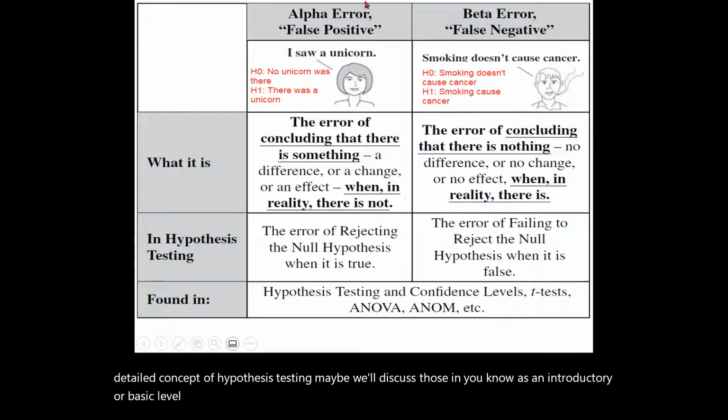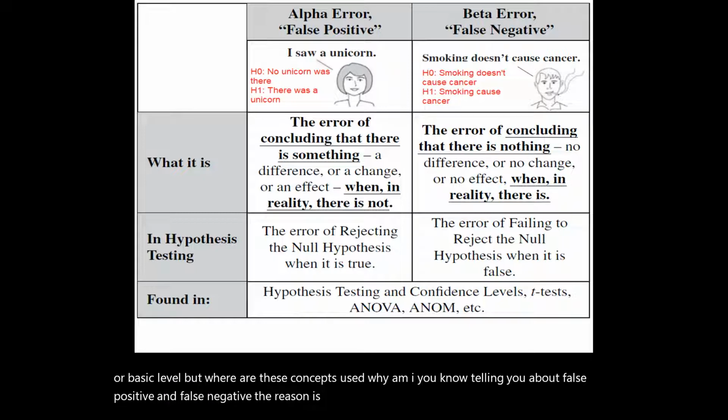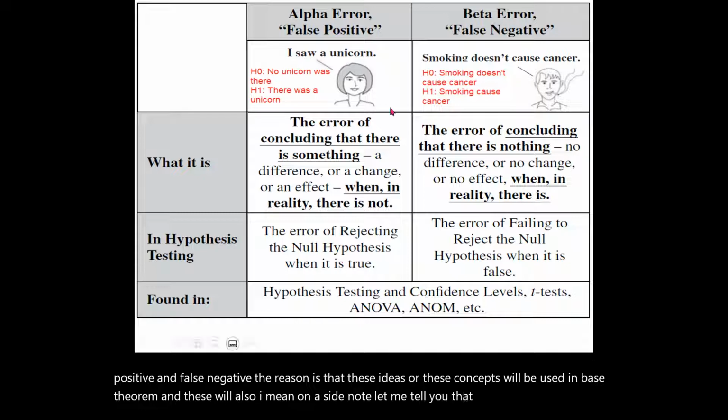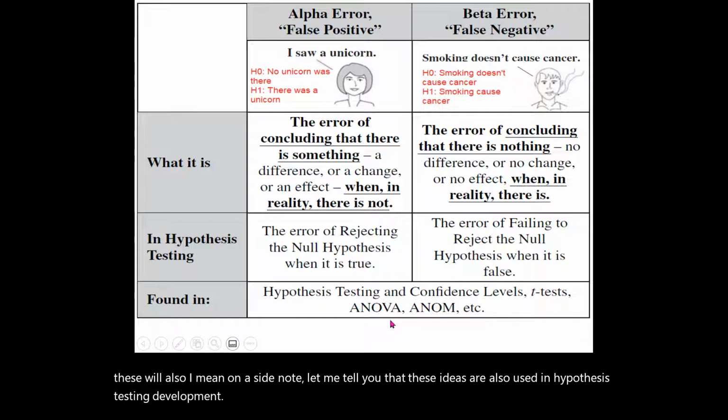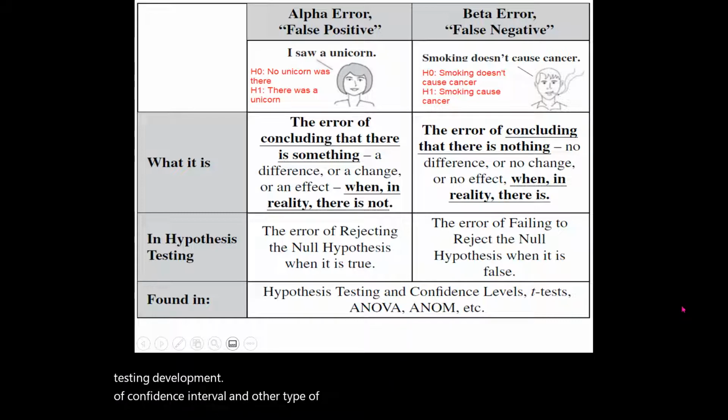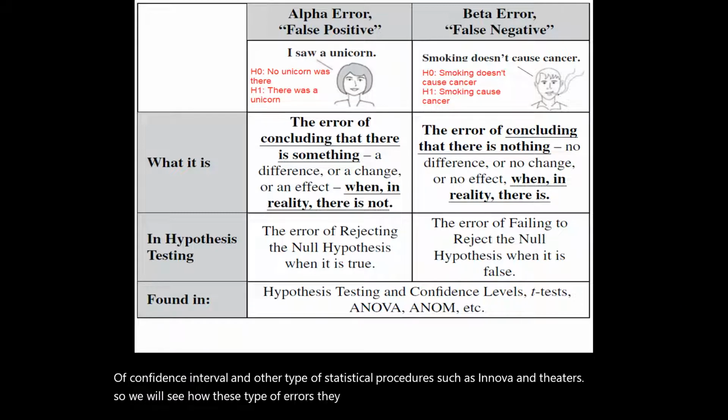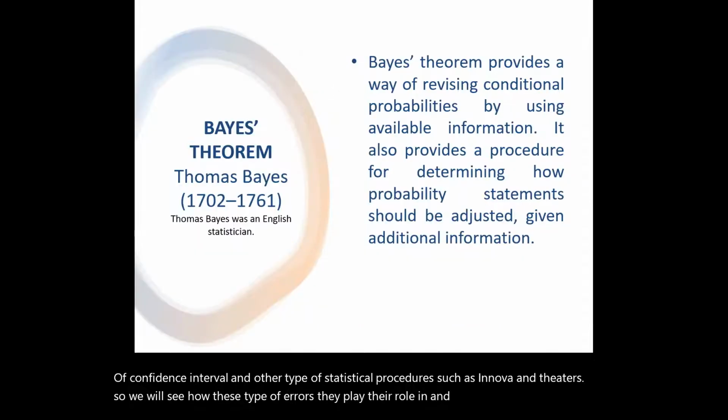But where are these concepts used? Why am I telling you about false positive and false negative? The reason is that these ideas will be used in Bayes' theorem. And on a side note, let me tell you that these ideas are also used in hypothesis testing, development of confidence intervals, and other statistical procedures such as ANOVA and t-test. So we will see how these types of errors play their role in an understanding of Bayes' theorem.